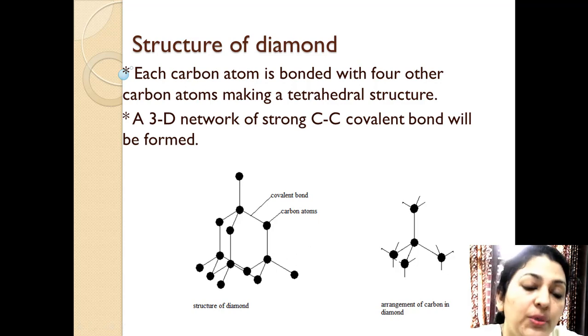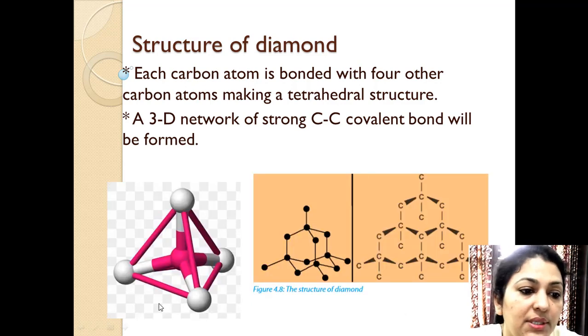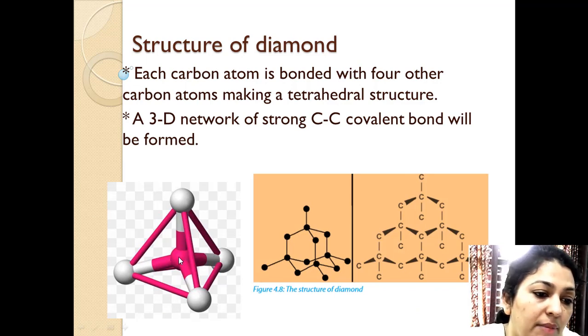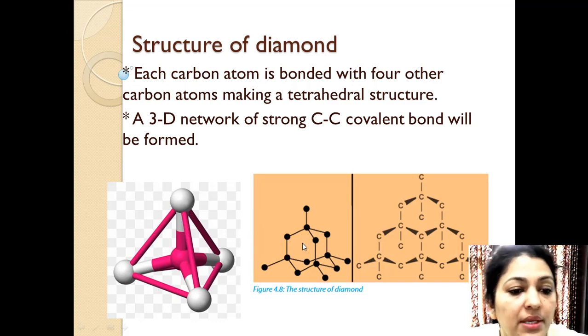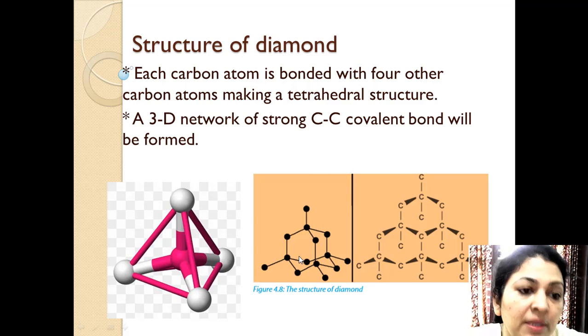Now I will show you the tetrahedral structure. So this is the tetrahedral structure. You can see one carbon atom is bonded with 4 other carbon atoms and makes a tetrahedral structure. Hope you understood what a tetrahedral structure is. So this is happening in the structure of diamond. Each carbon again and again makes tetrahedral structures. As a result, a 3D network of strong covalent bonds is made inside the structure of the diamond.